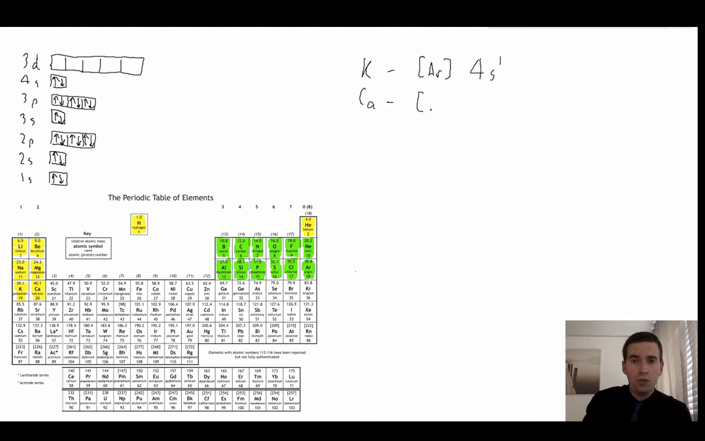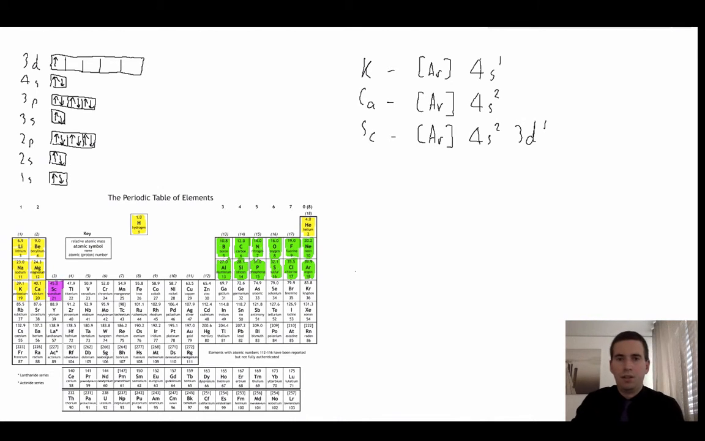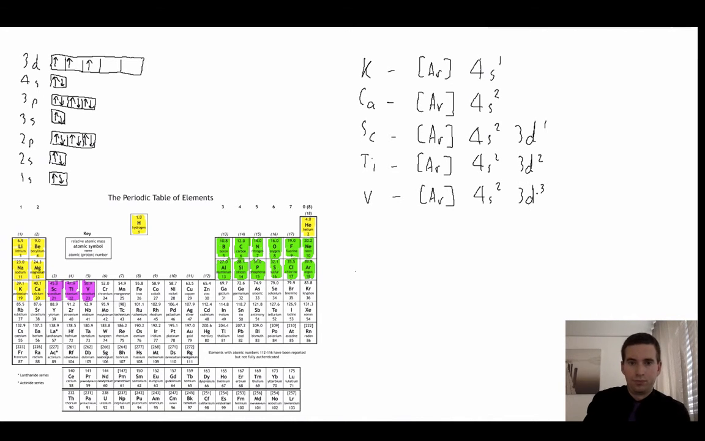Calcium is also in the s block, and now that that is full, we now go into the 3d. Now it's acceptable to write the 4s first, like I've done, or you can have the 3d first and then the 4s. Either is acceptable. Now 3d behaves just like the p subshells. You need to fill each orbital with one electron before you pair them up.